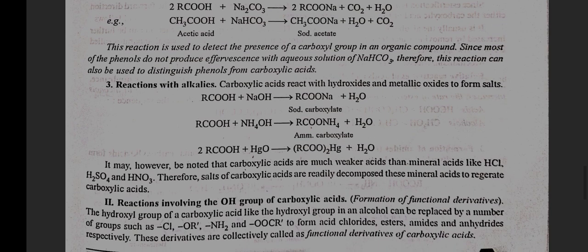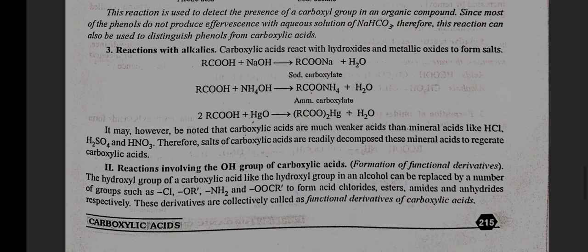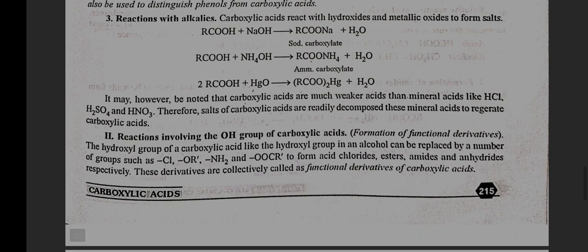Third, reactions with alkalis. Carboxylic acids react with hydroxides and metallic oxides to form salts. It may however be noted that carboxylic acids are much weaker acids than mineral acids like HCl, HNO3. Therefore, salts of carboxylic acids are readily decomposed by these mineral acids to regenerate carboxylic acids. Part 2. Reactions involving the OH group of carboxylic acid.